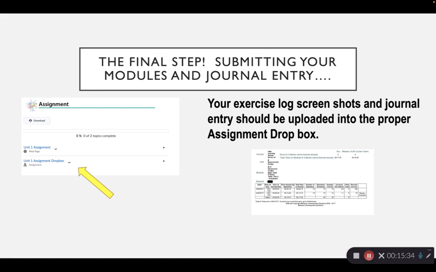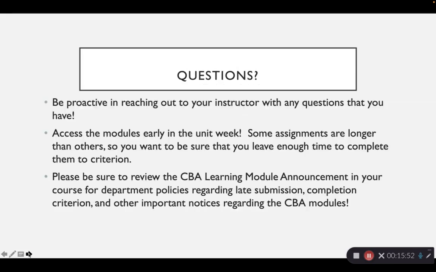Keep in mind that the summary has a criterion of minimum of 8 to 10 sentences. And anything that does not meet the criteria, again, will negate any points for the CBA learning modules. So you want to make sure that you include that to criterion as well.